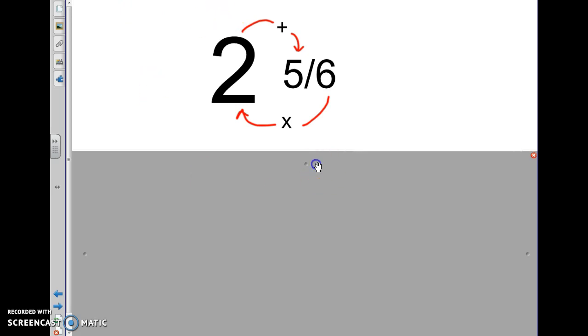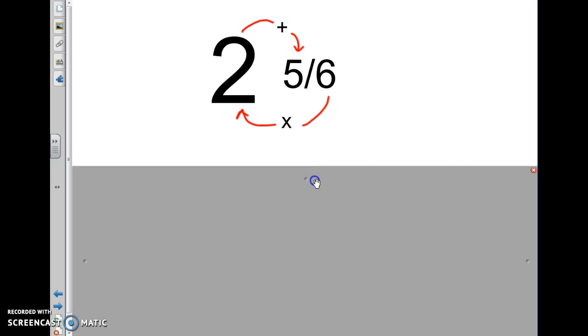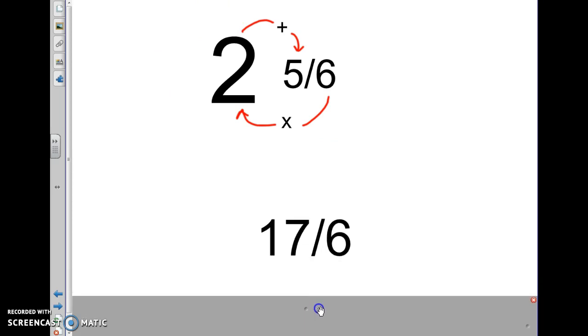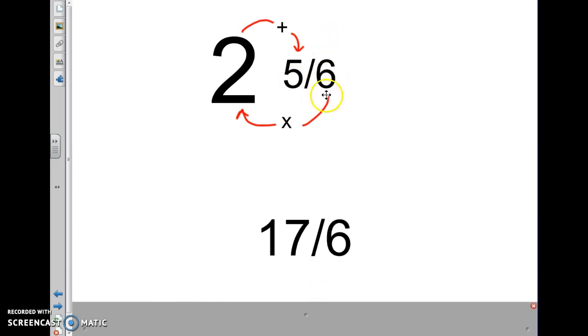Well, 6 times 2 equals 12 plus 5 equals 17, so it'd be 17/6. Remember, the denominator doesn't change because that's just what size fraction we're talking about. So 2 and 5/6 is equal to 17/6.